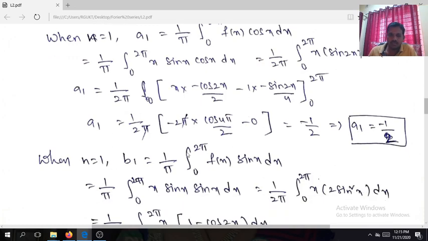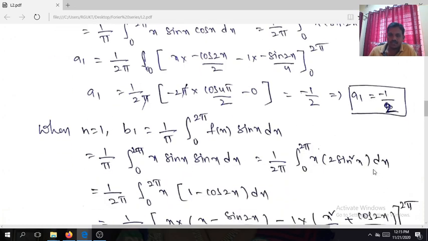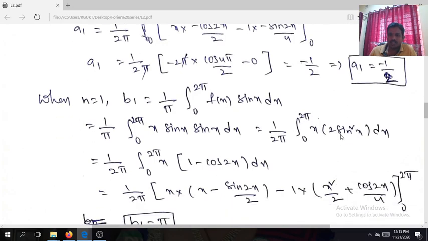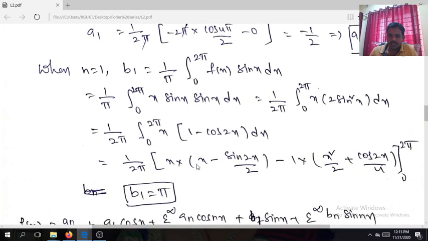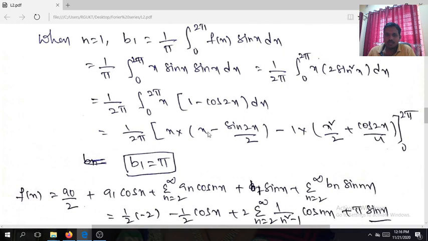In the same way, for n equal to 1, b1: this is sin x into sin x, sin square x, multiplying with 2, dividing with 2, 2 sin square x. 2 sin square x is replaced by 1 minus cos 2x, x into 1 minus cos 2x, integration by parts. Integration of cos 2x is sin 2x by 2, x derivative is 1, x integration is x square by 2, and the sin integration is minus cos, minus into minus plus, cos 2x by 2 square, that is 4, from 0 to 2 pi. Here the sin terms are 0. After simplification by taking these limits, you will get b1 is equal to pi.